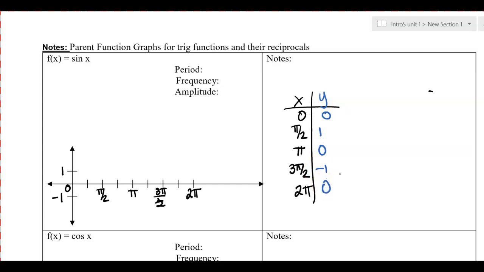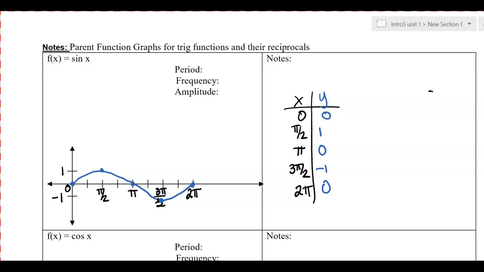You may memorize this. You may have to use your unit circle every time. It depends on you. And then I'm going to plot those points on here. And that's our sine parent function. If you're a visual person, and your issue with sine and cosine is that they both look the same, try to look at how one period of the wave looks. The sine starts at 0, goes up, and then down and ends back at 0. The cosine is going to look slightly different.